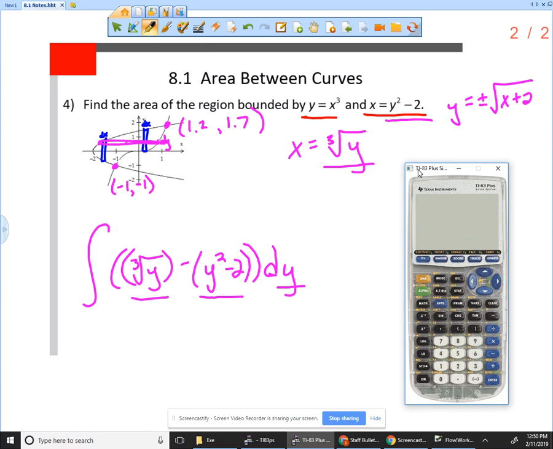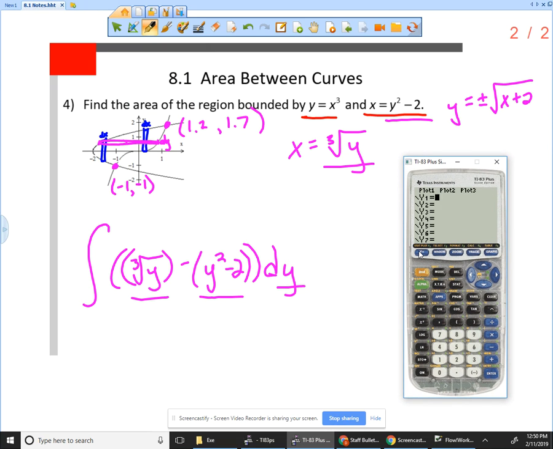All right, and we're going to graph y equals the cube root of y, or sorry, y equals x cubed, right? So x cubed. All right, and then I'm going to graph the positive root x plus 2 and the negative root x plus 2. So square root of x plus 2, all right, and then the negative square root of x plus 2. All right, so I do that. All right, I get my graph here, of course, what we already expected, and now I need to know the intersection. So second trace intersect.